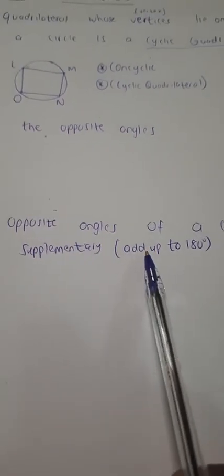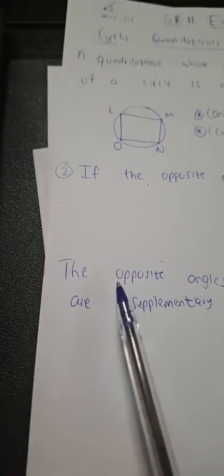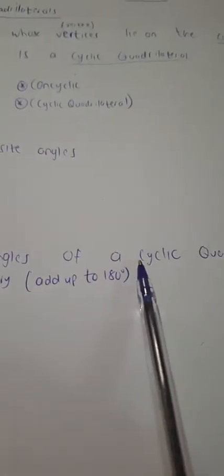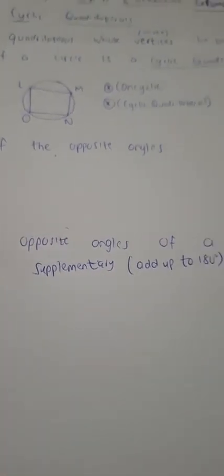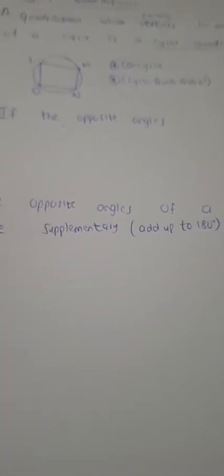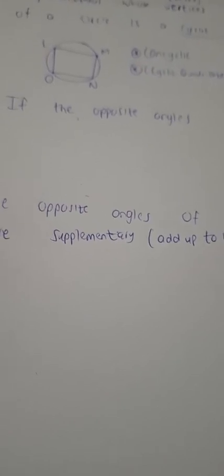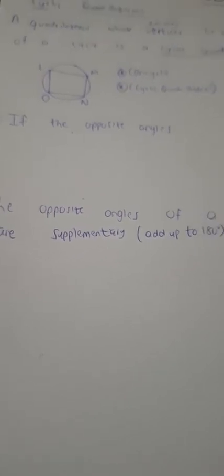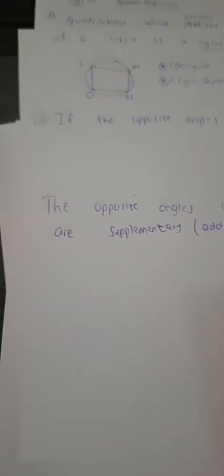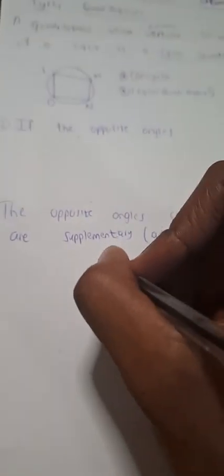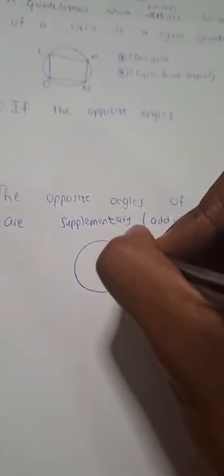Thank you so much for actually saying that in the comment section. So the theorem says the opposite angles of a what? Of a cyclic quadrilateral are what? Are supplementary. And that's just the theorem statement. Done, finished. Nothing more, nothing less. The opposite angles of a cyclic quadrilateral are what? Are supplementary. So let's just see a diagram here.